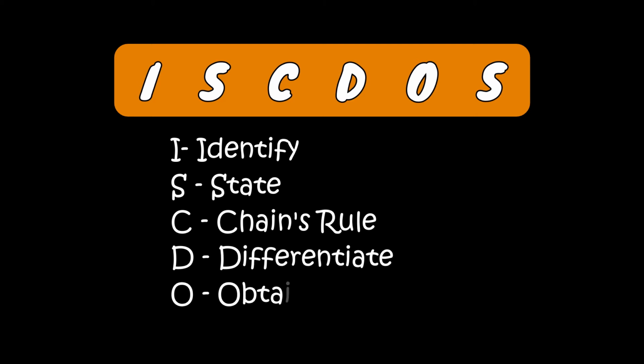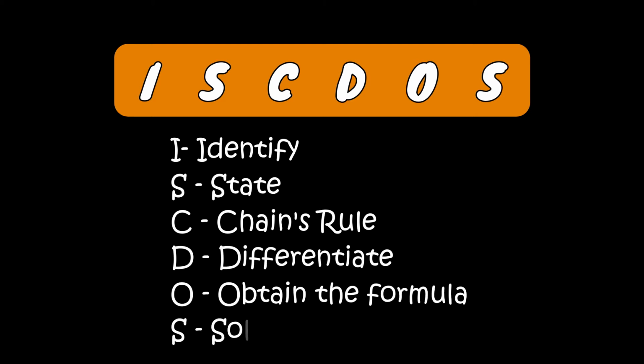ISCDOS, or we can pronounce it as ISDOS. I stands for identify. What we need to identify? We need to identify changing variables, constant variables, and rate of changes of any quantity mentioned. S stands for state all the equations needed. C stands for chain rule. D stands for differentiate. O stands for obtain the formula to answer the question. And S stands for solve.